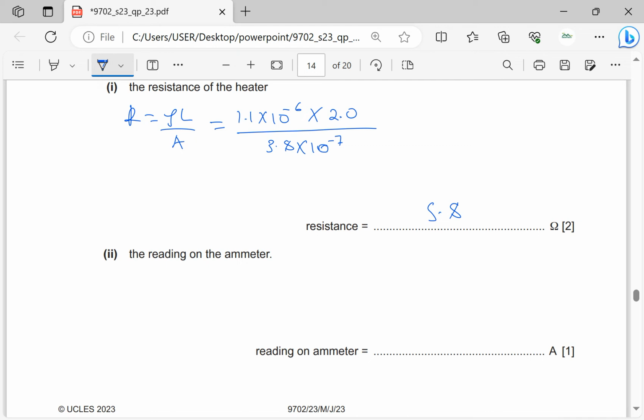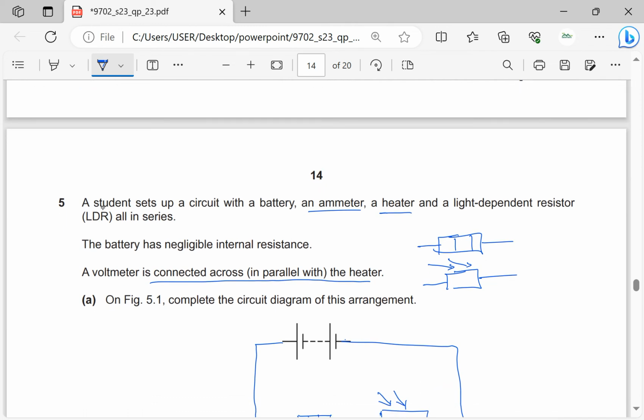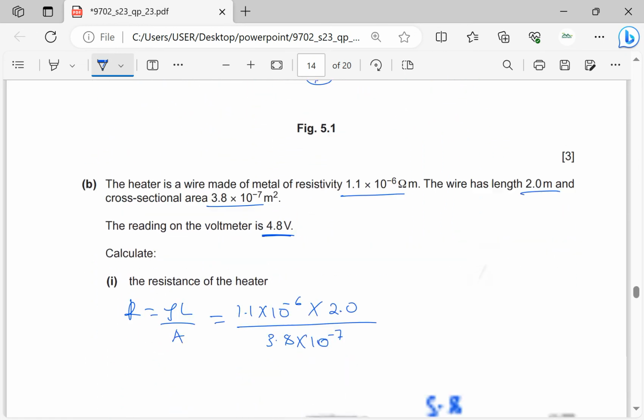Then the reading of the ammeter, that is the current. So current is equal to V over R. Oh, there's an ammeter here. A student sets up a circuit with a battery, an ammeter, a heater, LDR. Sorry about this. I must add an ammeter here. Of course, the ammeter must be in series. So the ammeter was missing there.